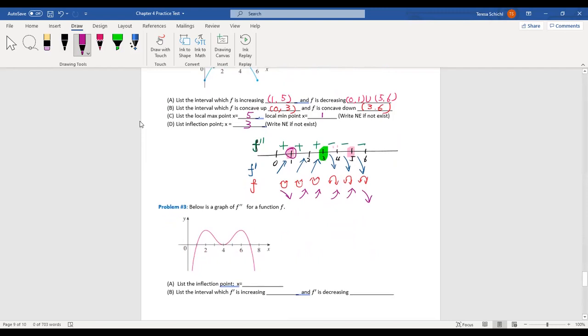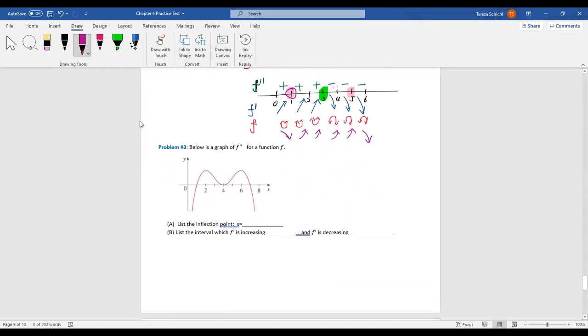Okay, so now let's take a look here. Be careful. Let's read this one. They say this function is f.